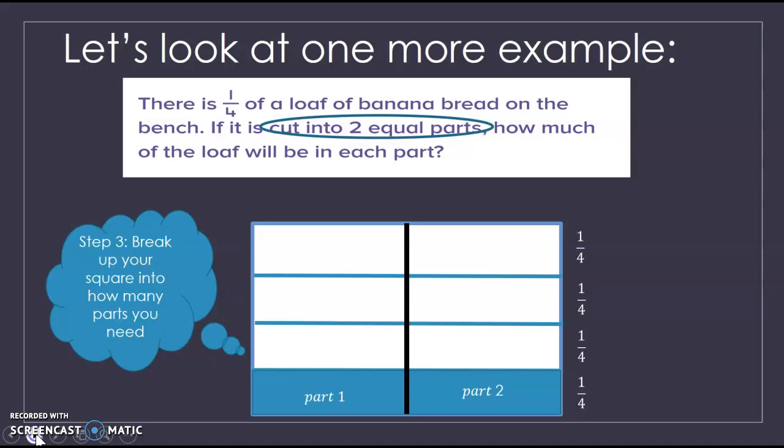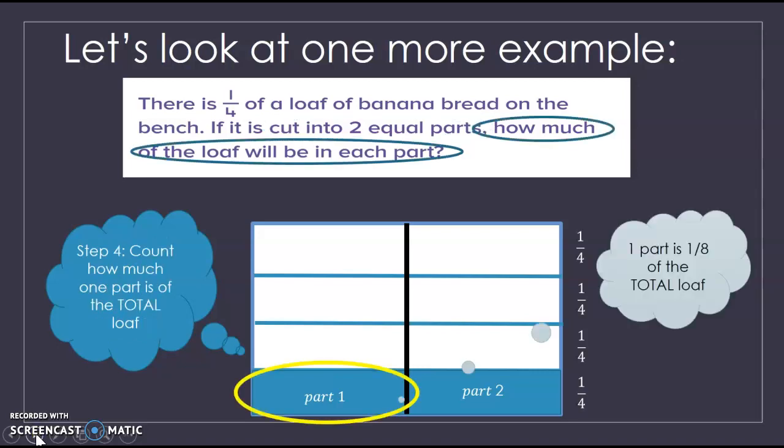So we need to look at the total. How much is going to be in your total? Your total loaf, 1 part, is 1/8 of the total. Super important you're thinking of it in terms of the total. Each part is half of a fourth, which is really 1/8 of the total. And you'll notice that in a lot of these problems, it asks you specifically for what it is out of the total.